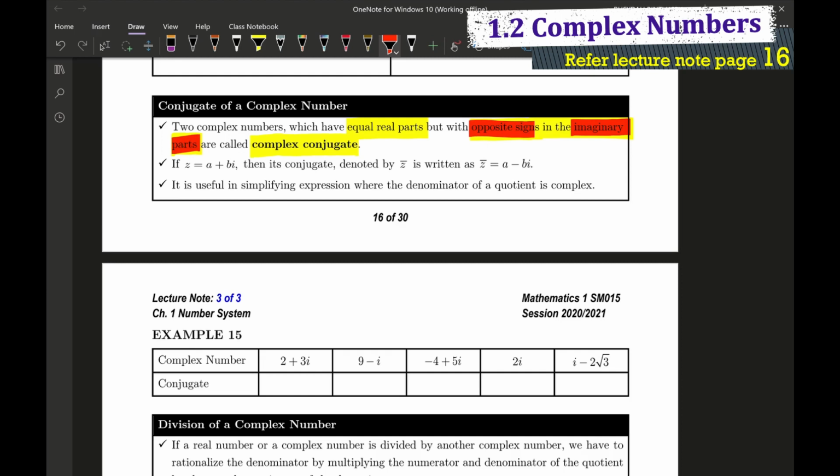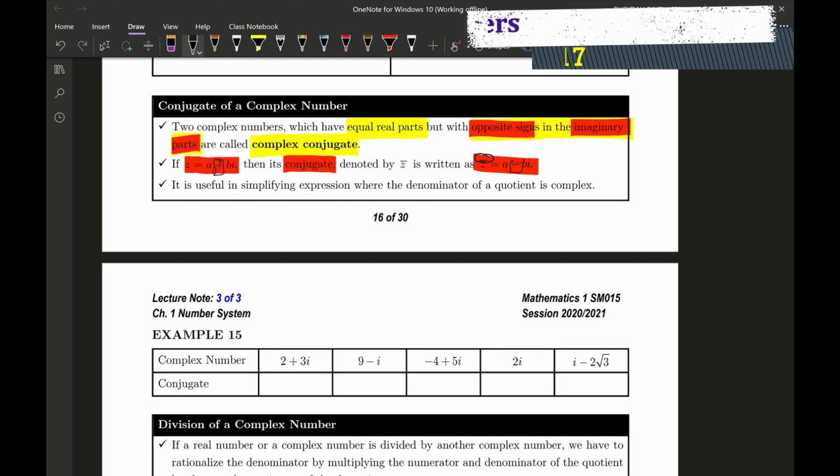Where when we have z equal to a plus bi, then its conjugate, written as z with the symbol up on top, referring to the complex conjugate, is equal to a minus bi. Okay, they are different in the imaginary parts. The sign is completely different, opposite to each other.